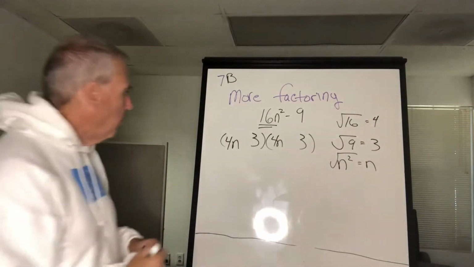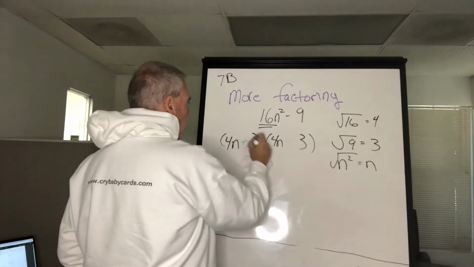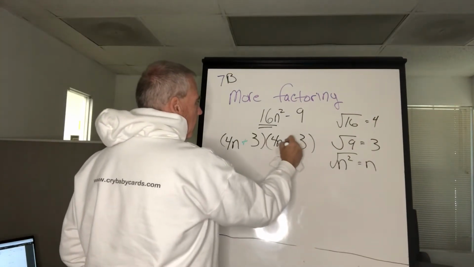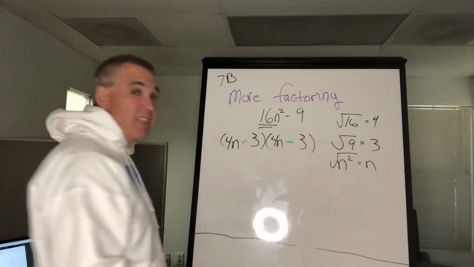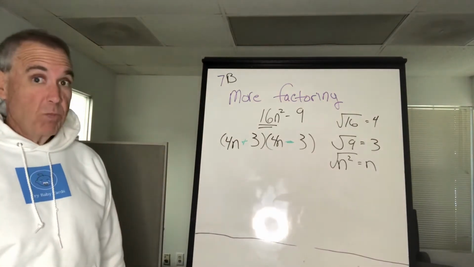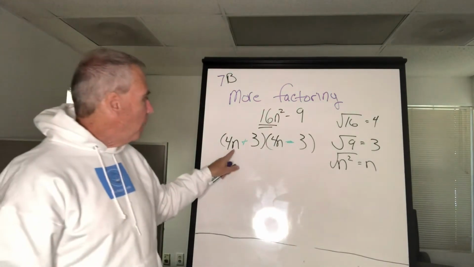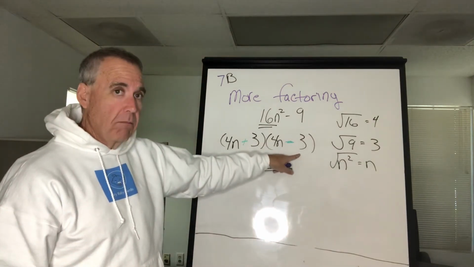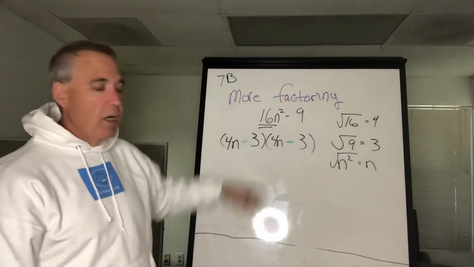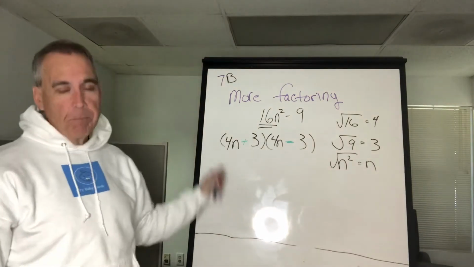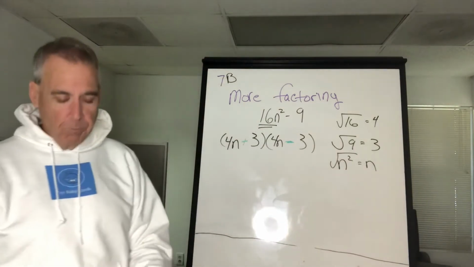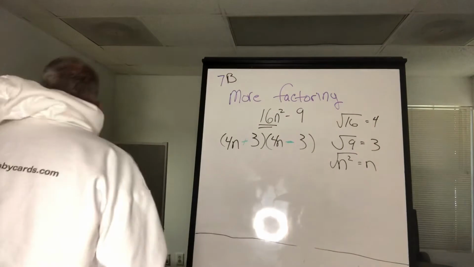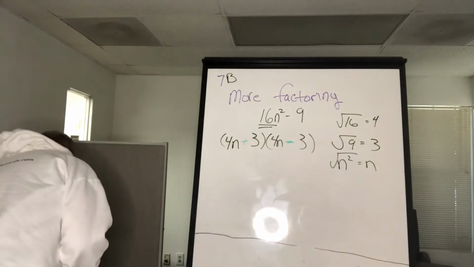One of them has a plus sign between it. The other one has a minus sign. And that's done. That's factored. Weird, I know. 4n plus 3 times 4n minus 3 is equal to 16n squared minus 9 if you multiply it out. That was number 1.